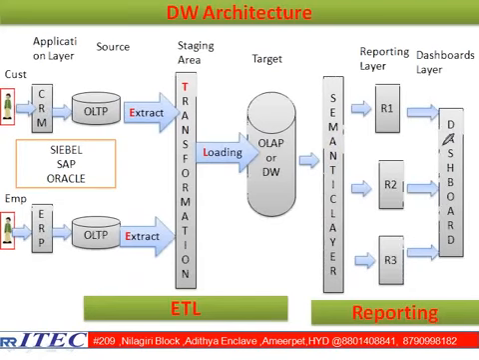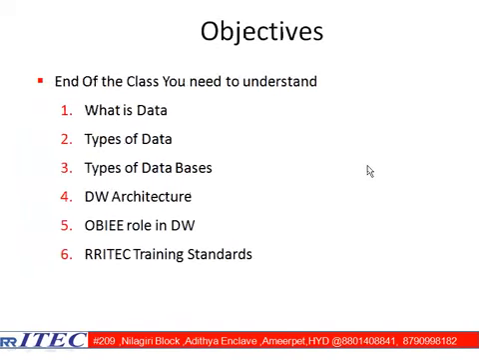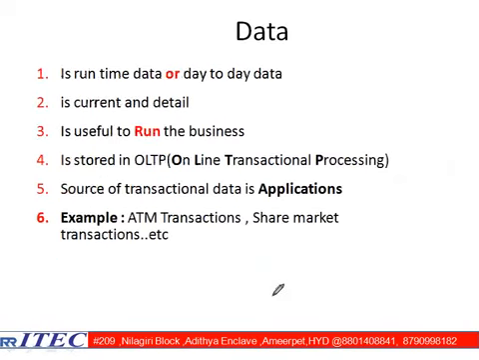Let us go to the next one, data warehousing architecture. We completed three points in our agenda already. First point is what, sir? What is data? Anything which gives some meaningful information is called data. Types of data: we have two types, one is transactional data, second is analytical data. Types of databases: we have two types, one is OLTP, second is OLAP. Now, next is data warehousing architecture. Let us try to discuss that one.